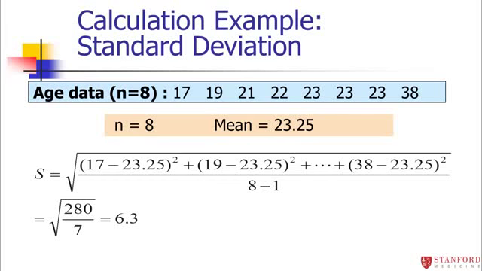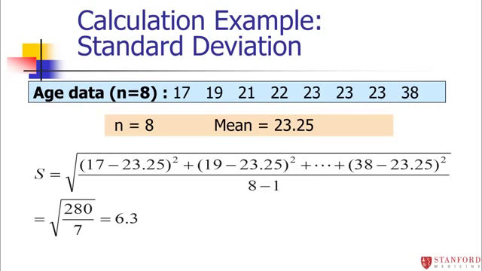To calculate the standard deviation, I'm going to take each of these individual ages and subtract the mean and then square it. So for example, the person who's 17, they are 6.25 years away from the mean. So we're going to take 6.25 and I'm going to square it. The person who is 19 is 4.25 units away from the mean. So I'm going to take 4.25 and I'm going to square that. I'm going to do that for each of the 8 observations.